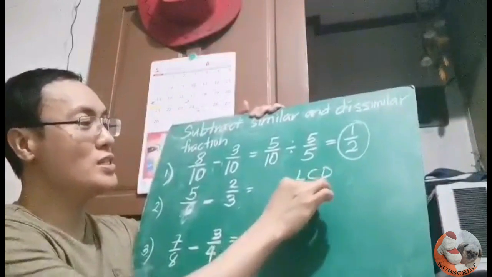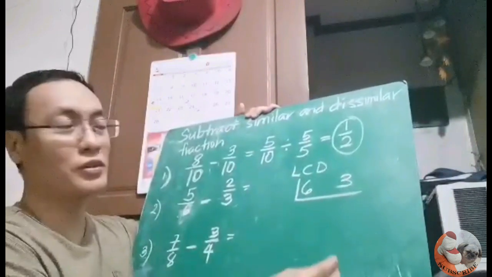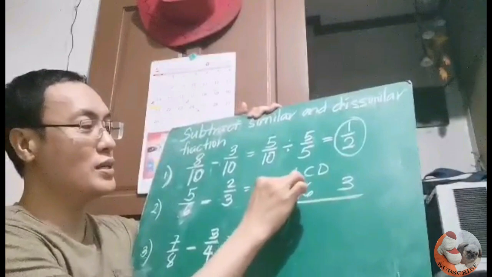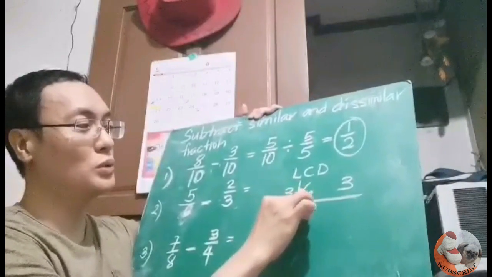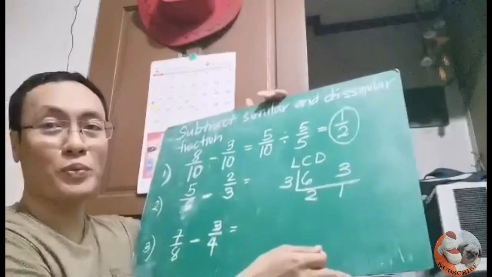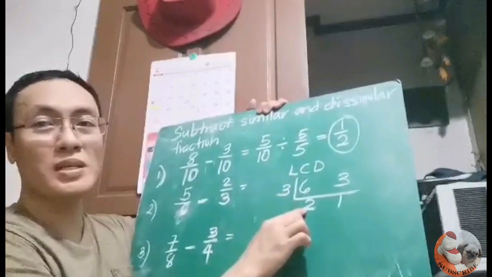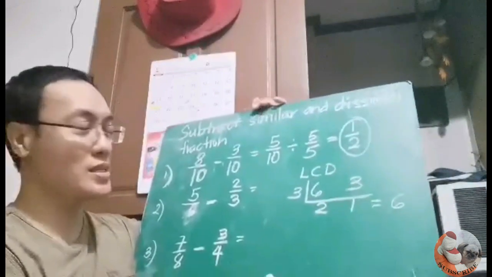So, yung 6 saka sa 3, hanapin natin ang kanilang greatest common factor, which is 3. Divide natin sa 3. 6 divided by 3 is 2. 3 divided by 3 is 1. So, wala na. So, we have to multiply it. 3 times 2 is 6. Times 1 is 6. So, the LCD is equal to 6.